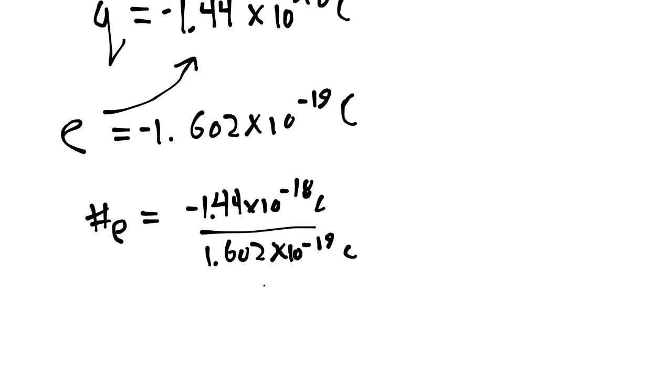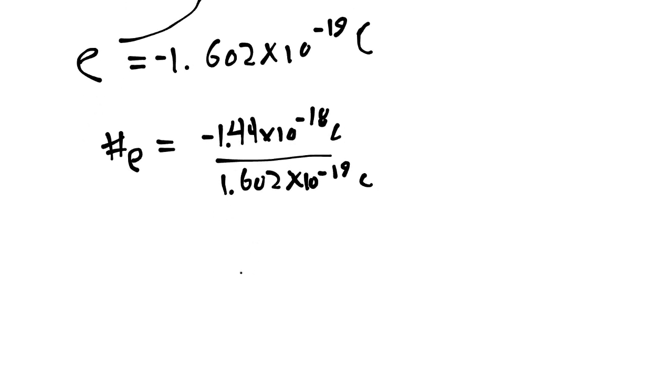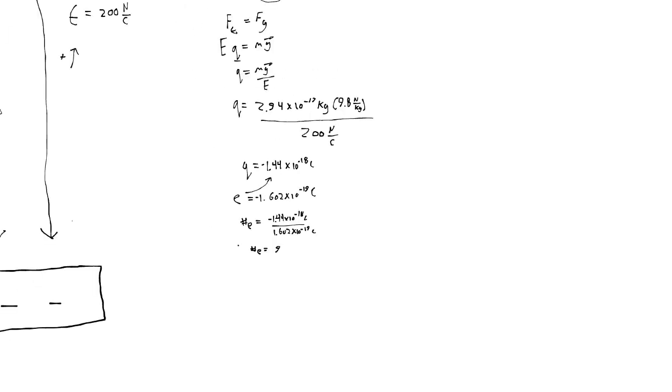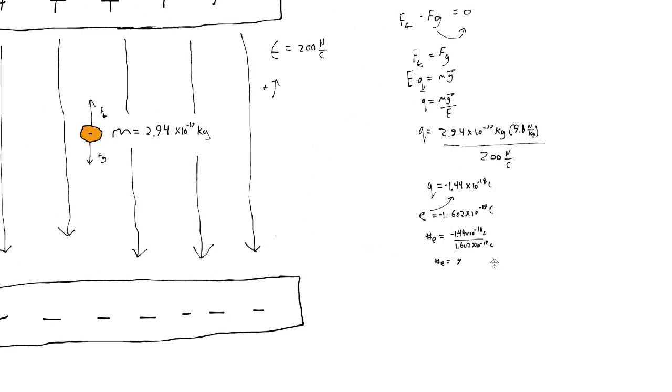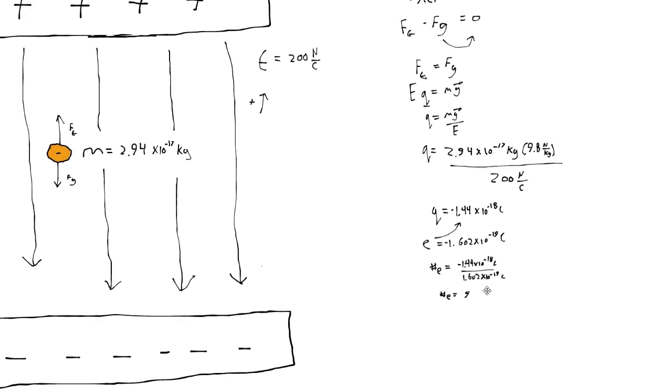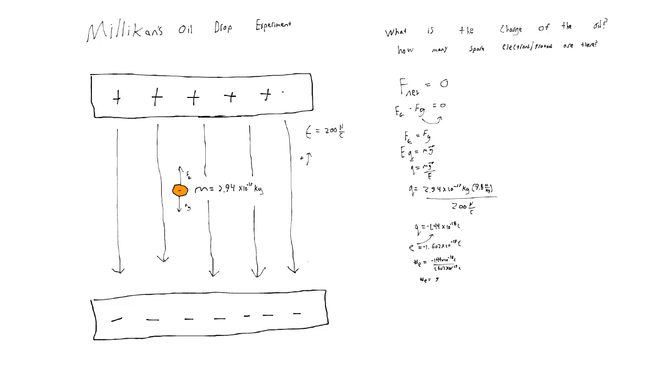And that should give you a number around 9. So I think it's like 8.99 or something like that. So it's very close to 9. So you can just round it to 9. So number of electrons equals 9. Obviously that's kind of unrealistic in this case, but that would be the number there. So anyways, that is how you do a Millikan's oil drop experiment problem.